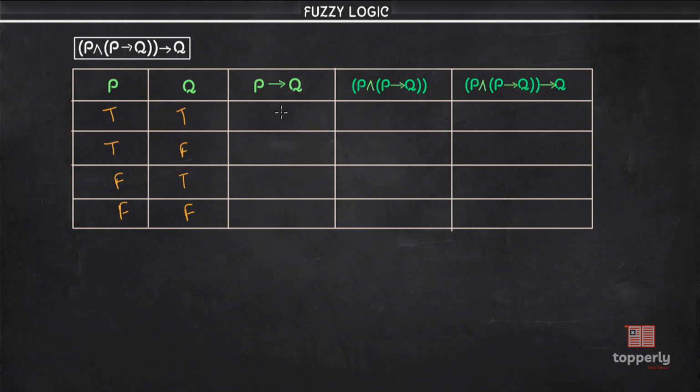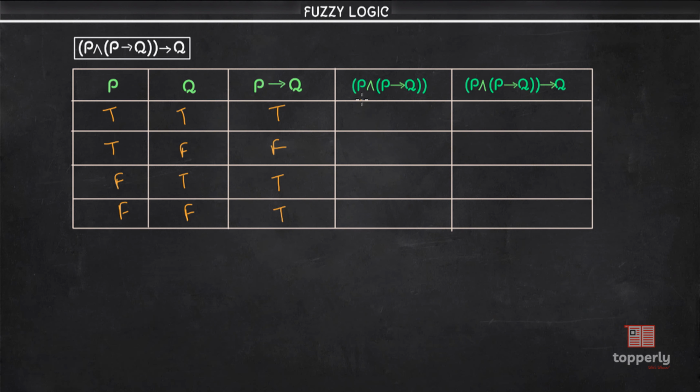Now from what we understood from the truth table of implication, if P is true and Q is true, then P implies Q will be true. If P is true, Q is false, P implies Q will be false. And when P is false, Q is true, it will be true. And when P is false, Q is false, it will be true.